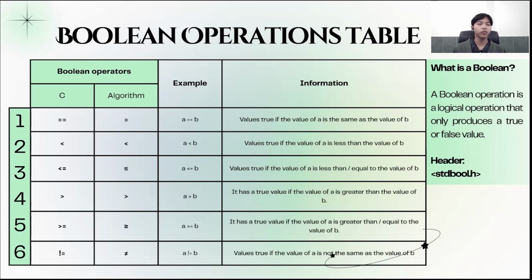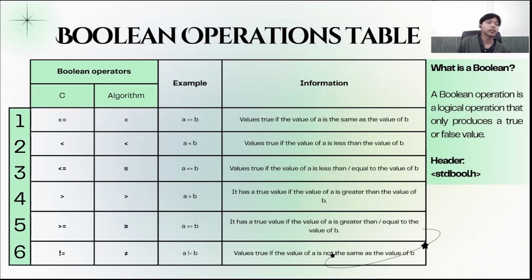In this table, we have Boolean operators of different types. The first is equal. In C, it's a double equal, and in algorithm, it's just an equal. For example, A double equal B means the value is true if the value of A is the same as the value of B. Second is less than. In C, it's less than, and in algorithm, it's the same. For example, A less than B means the value is true if the value of A is less than the value of B.